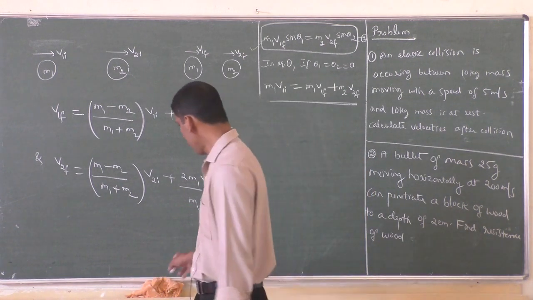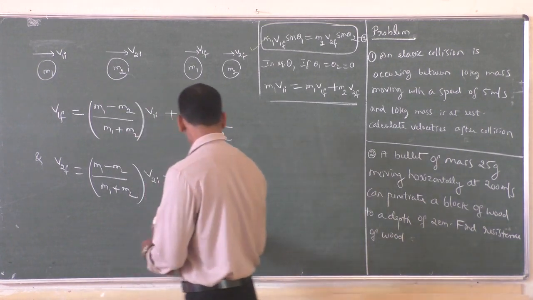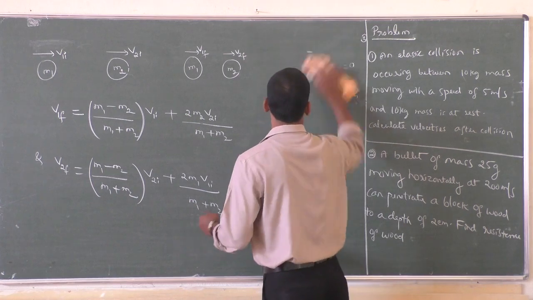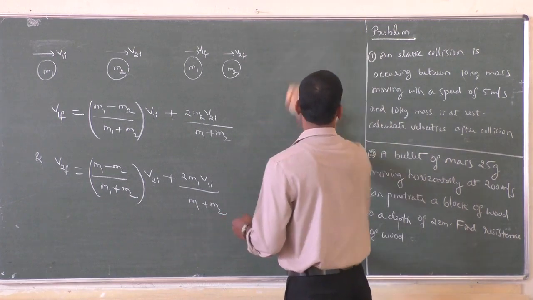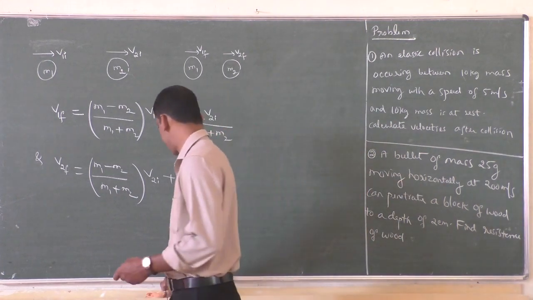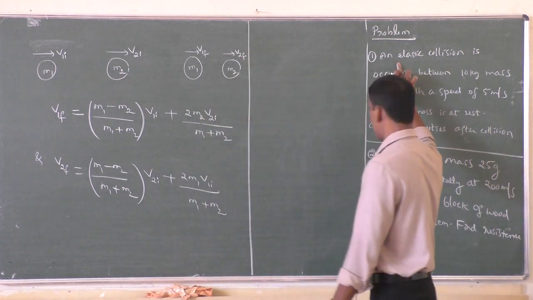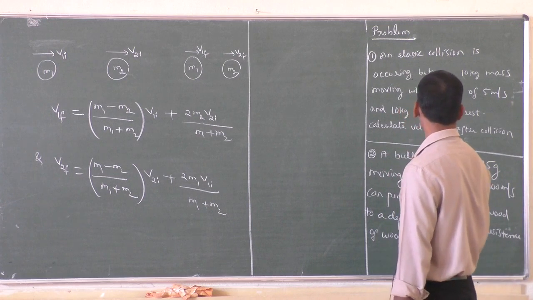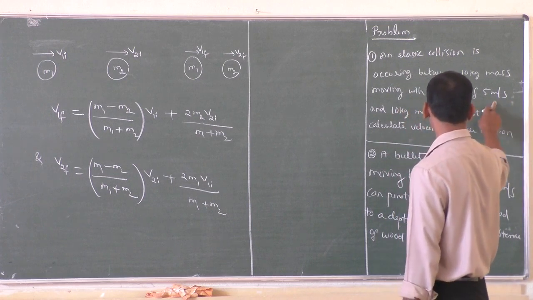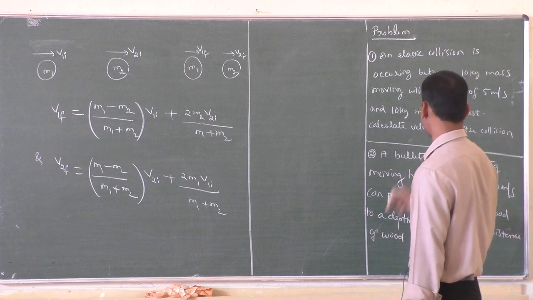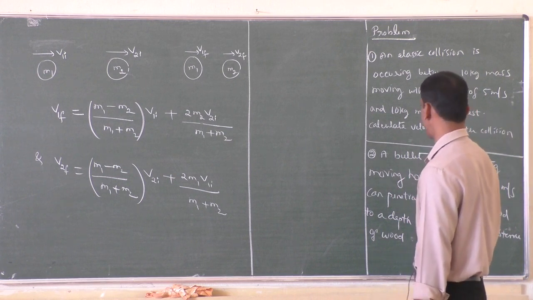Now by using these equations, here there is one problem. I will discuss a problem now. The problem is like this. An elastic collision is occurring between a 10 kg mass moving at the speed of 5 meters per second and a 10 kg mass at rest. Calculate the velocities after collision.